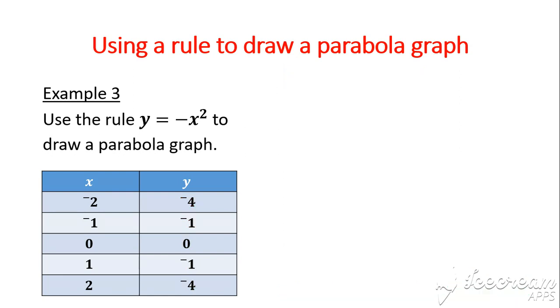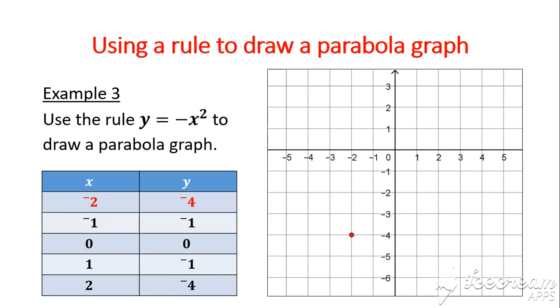Now, when we go to plot the graph, here we go. Here are our points: -2, -4; -1, -1; 0, 0; 1, -1; and 2, -4. And you should get this beautiful parabola, which is upside down.